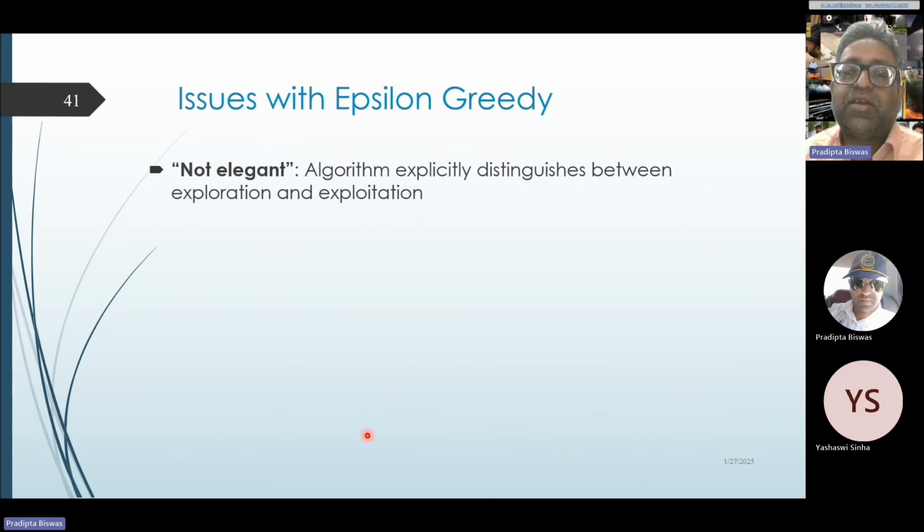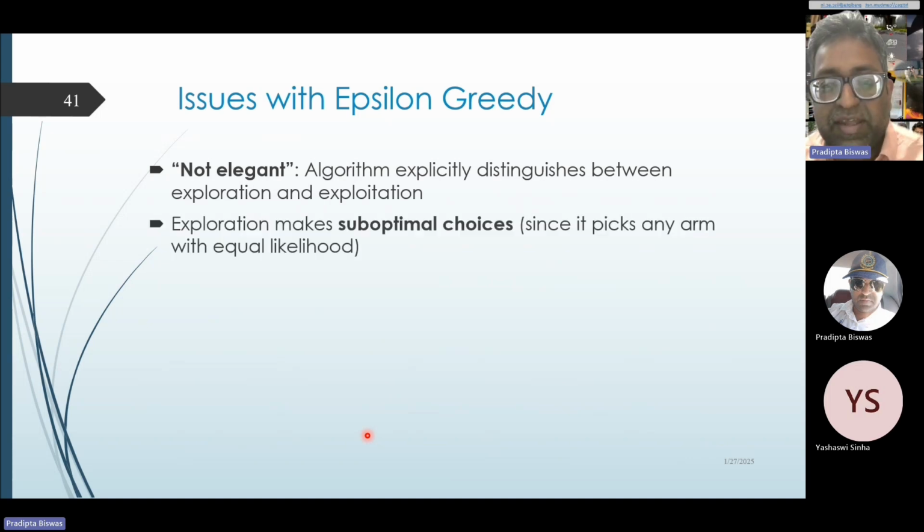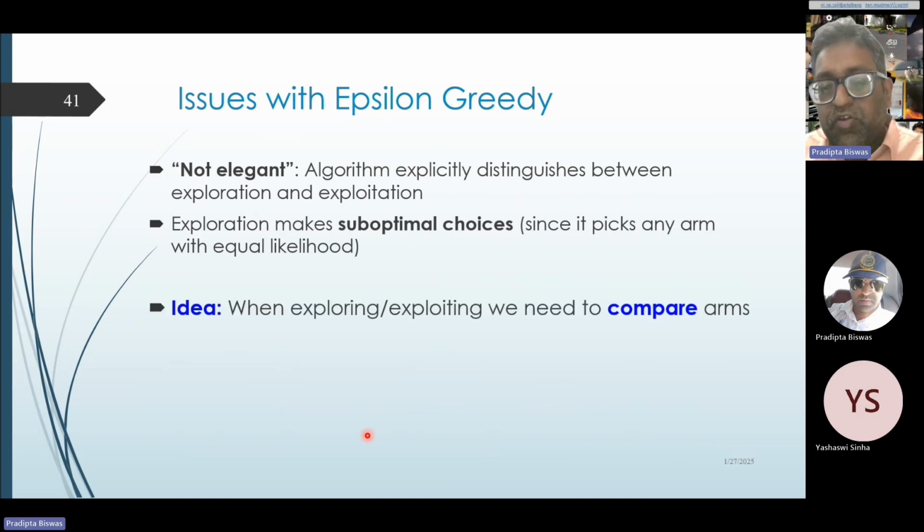So there are some issues with epsilon greedy. One, which again sounds a bit philosophical, is that it is not elegant in that the algorithm explicitly distinguishes between exploration and exploitation. And exploration makes suboptimal choices: I have a choice of arms which I did not explore before, so which arm should I go for? Should I randomly pick one arm? Epsilon greedy tells you to randomly pick an arm which you have not explored before. Can we do something different?